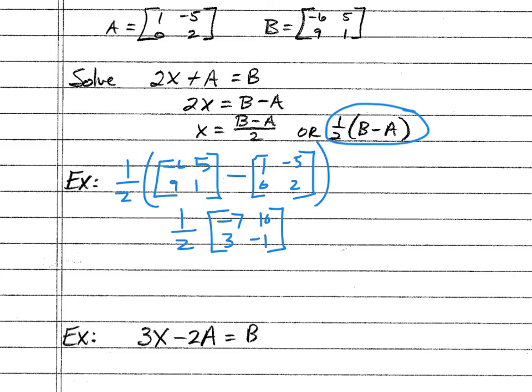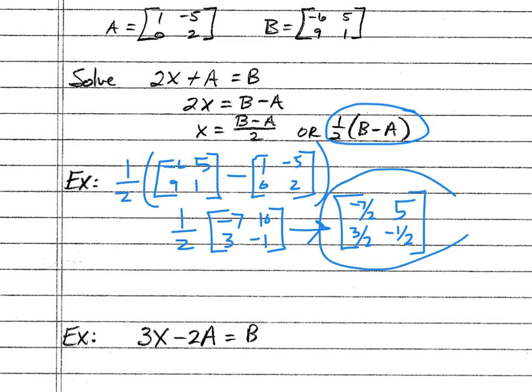Okay, and now what I'm going to do is distribute my 1/2 and use my scalar multiplier. So this ends up being negative 7 halves, 1/2 times negative 7. Half of 10 is 5. And 1/2 times negative 1 is negative 1/2. So now you have simplified. This is your final answer for that equation.